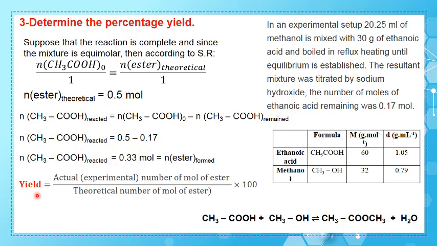So, the yield is the actual or experimental number of moles of ester over the theoretical number. It is equal to 0.33 over the theoretical, 0.5. This is the experimental over theoretical. Pay attention that always for all kinds of chemical reactions, not only for esterification, the yield is less than 100%, because always we have experimental errors and loss. This is why the yield will be less than 100. It means the experimental is less than the theoretical.